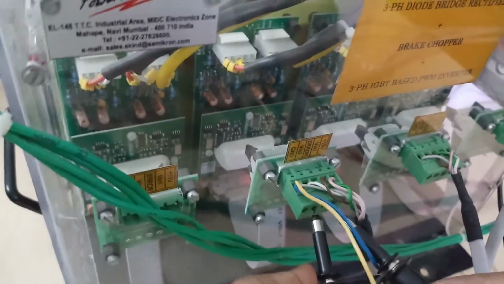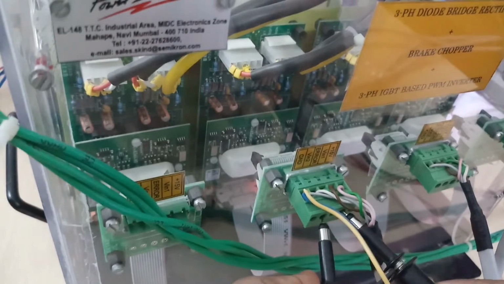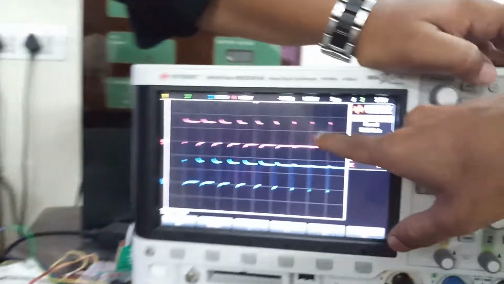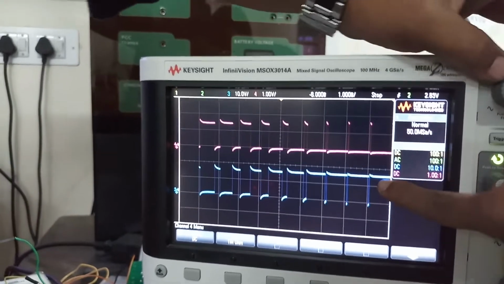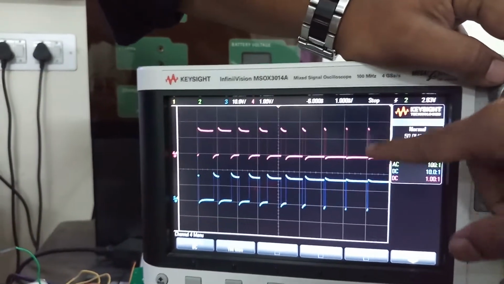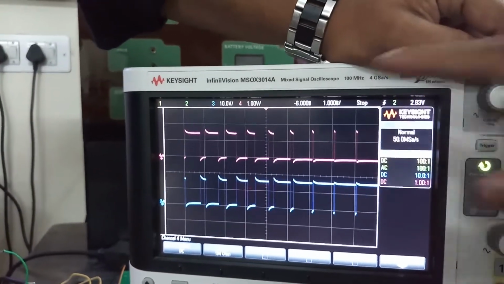Next we are checking the complement of the other switch, the lower switch. V in, then see the MSO display. This is the upper switch, this is the lower switch. The switching pulses are complements of one another.